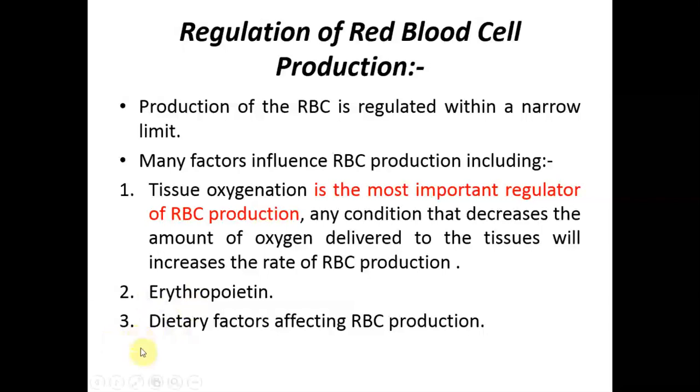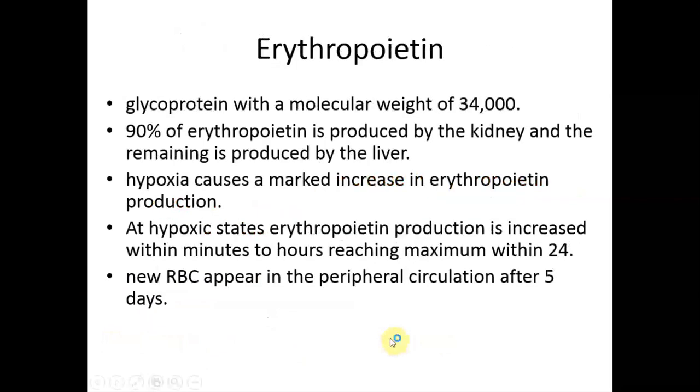We have another important factor in the regulation اللي هو the presence of the elements that the body requires in order to produce new red blood cells. So dietary factors that affect red blood cell production are also an important regulator for its production. نجي على erythropoietin. What is erythropoietin? It's a hormone, a glycoprotein with a molecular weight of 34,000 kDa. 90% of the erythropoietin is being produced by the kidney, and the remaining 10% is produced by the liver.